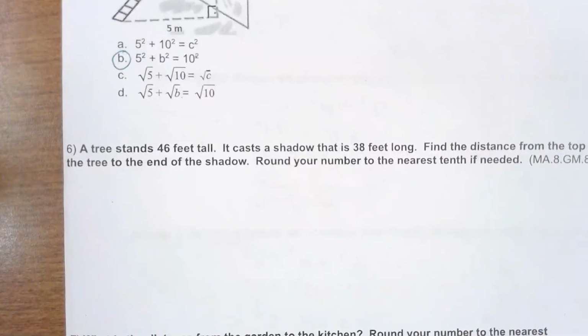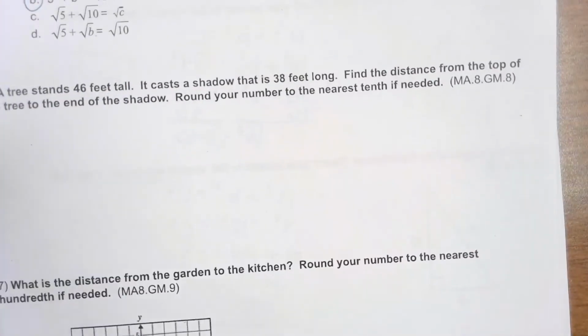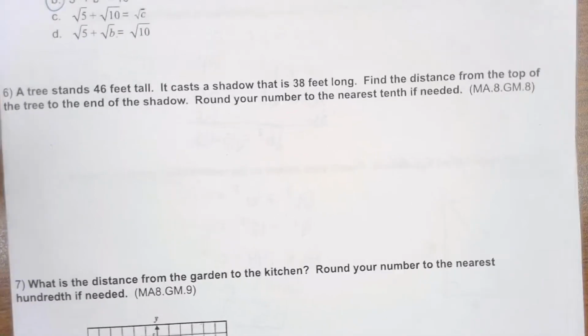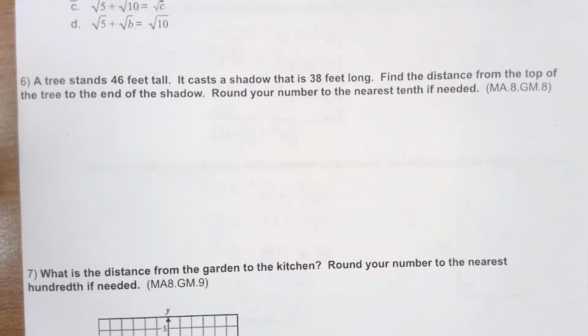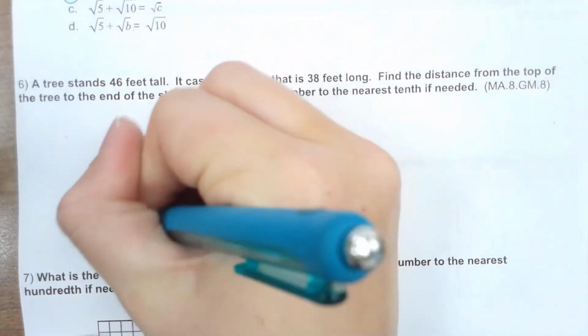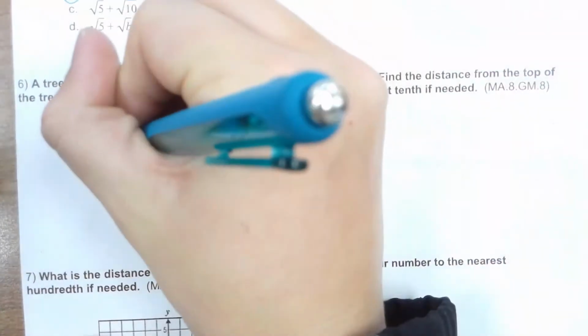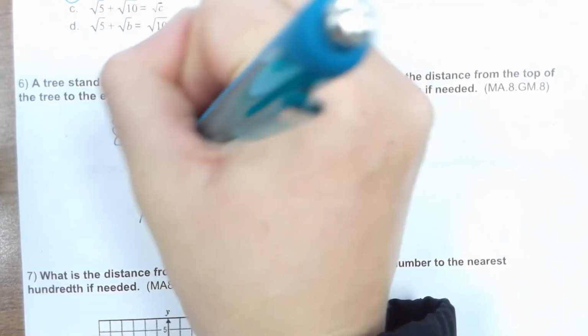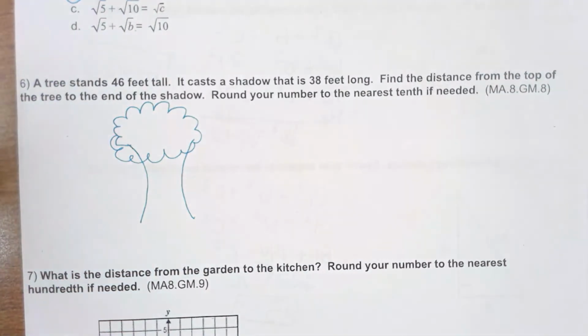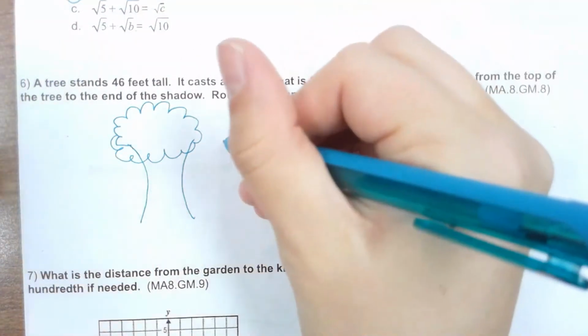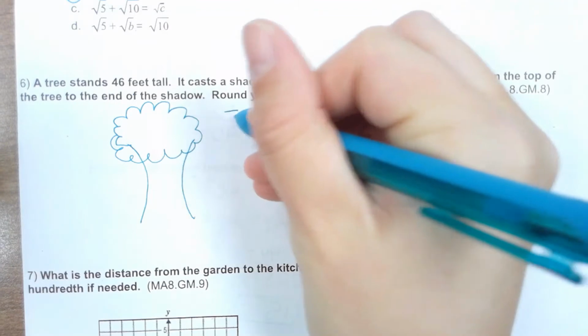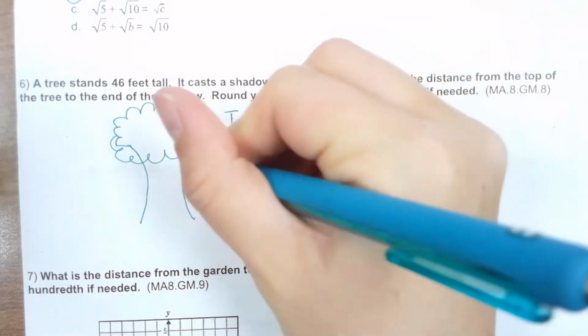All right, next one. A tree stands 46 feet tall. It casts a shadow that is 38 feet long. Find the distance from the top of the tree to the end of the shadow. Round your answer to the nearest tenth if necessary. Okay, so I told my students to draw a picture because it is 10 times easier to look at a picture and figure out where your numbers go. So here's my tree, and it says that it stands 46 feet tall, so that's how tall it is. So that's 46 feet.